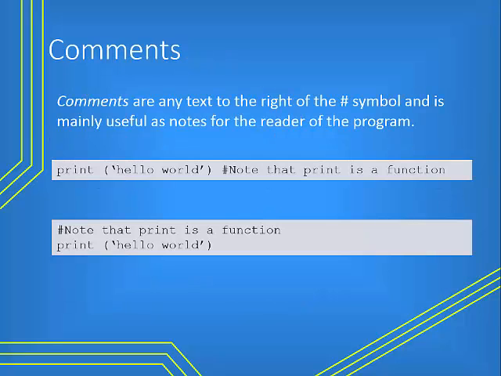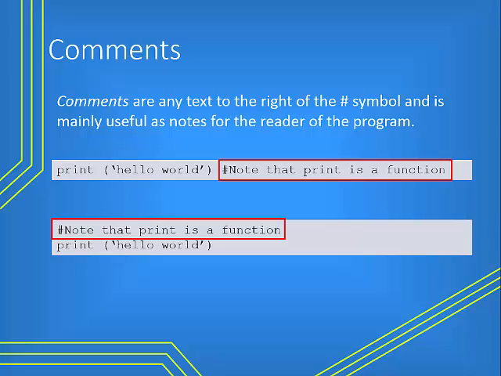Comments are any text to the right of the pound symbol and are mainly useful as notes for the reader of the program. You should use as many useful comments as you can in your program to explain assumptions, explain important decisions that you made, explain important details, explain problems you're trying to solve, or even problems you're trying to overcome within your program. Code tells you how, and comments should tell you why.